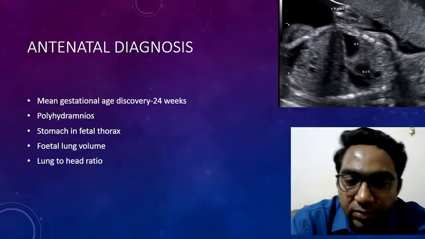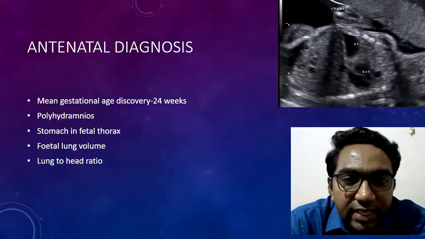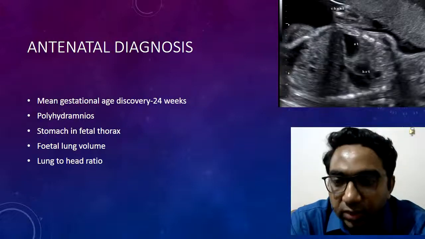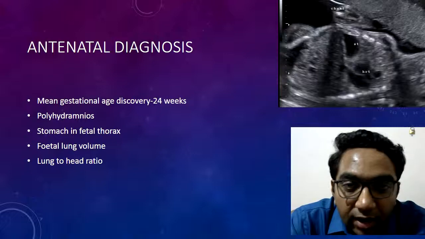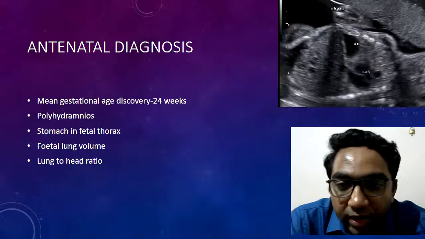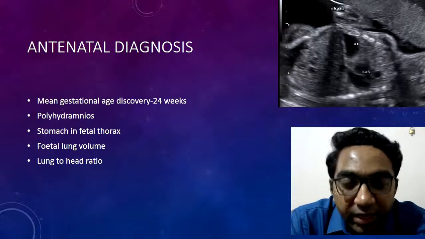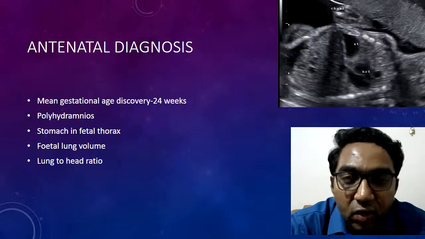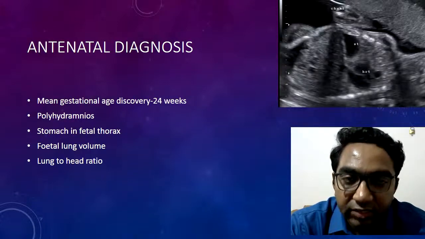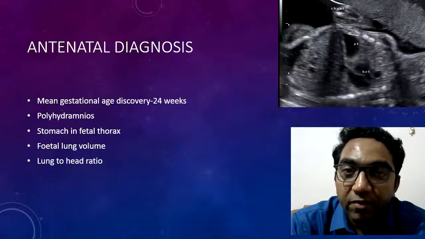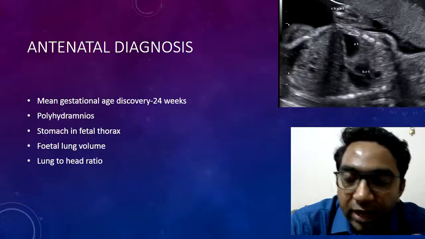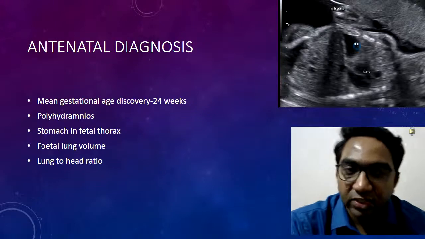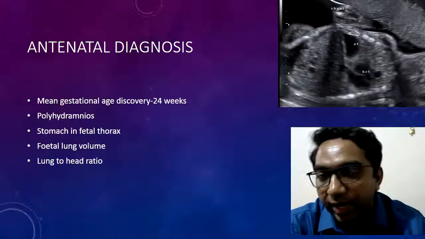Coming to the antenatal diagnosis in congenital diaphragmatic hernia, the mean gestational age of discovery is around 24 weeks. The feature seen in the mother is polyhydramnios. In the ultrasound of the child, we can see the shadow of the stomach in the fetal thorax. The fetal lung volume will be decreased, and the lung-to-head ratio is reduced. If the head of the fetus is developing and the lung is not, we have to suspect something which prevents the development of the lung, and which can be congenital diaphragmatic hernia. This is the ultrasound picture of the fetus showing the stomach in the thorax.